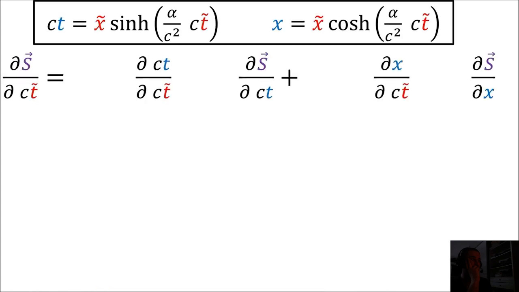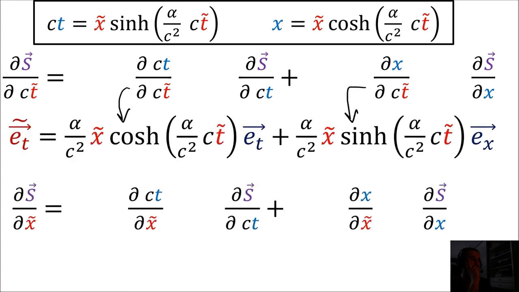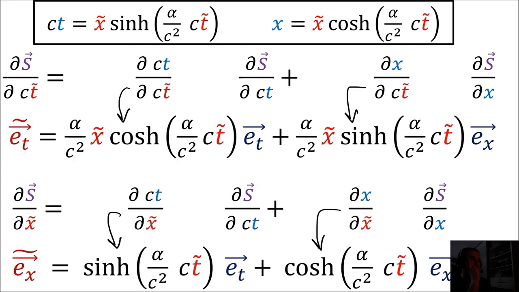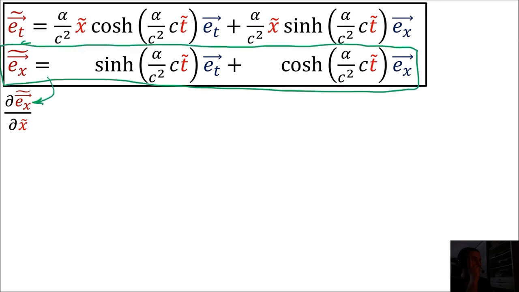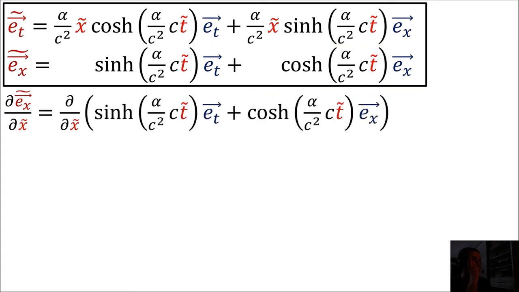Remember, using multivariable chain rule, we already found the equations of the Rindler basis vectors in terms of the inertial basis vectors. We can take the derivative of ex tilde in the x tilde direction by subbing in this formula for ex tilde. It turns out that there's nothing in this formula that depends on x tilde. Ct tilde does not depend on x tilde by definition, since it's an independent coordinate, and et and ex are inertial basis vectors that are constant everywhere in spacetime, so they don't depend on x tilde either. So this derivative is just the 0 vector, meaning ex tilde does not change in the x tilde direction.